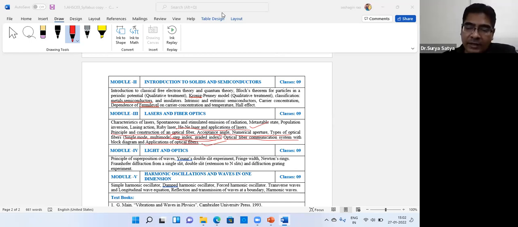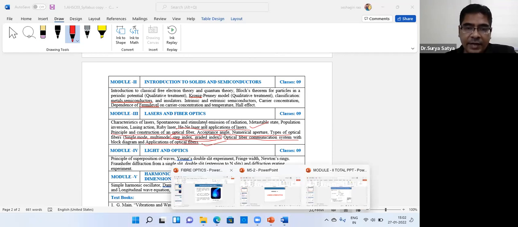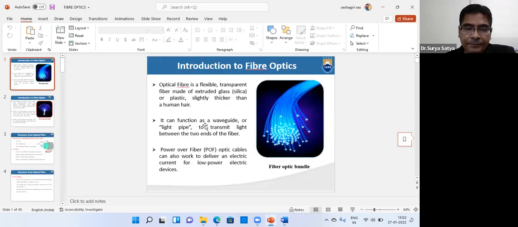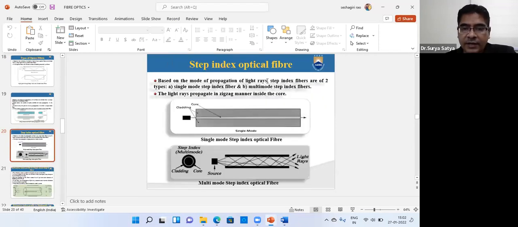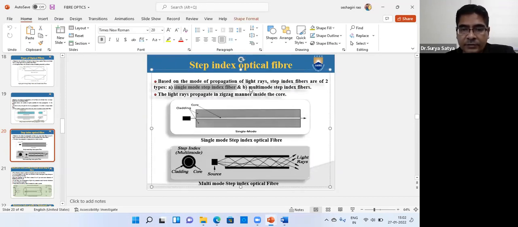Okay, you have to write the differences between step index and graded index. So what can you write? In case of step index and graded index, based on the modes of propagation of light rays, step index fibers are of two types. One is the single mode step index fiber, and the other is the multi mode step index fiber. So the single mode and multi mode.